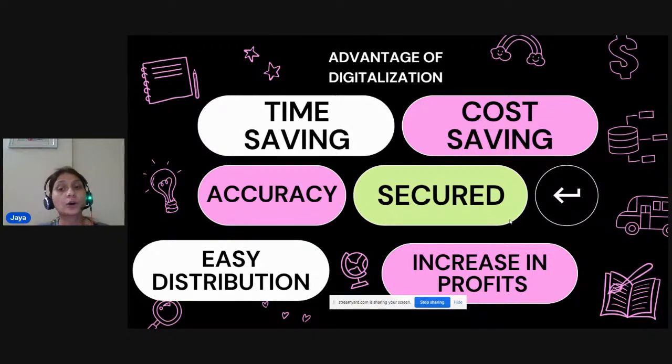Last is the increase in profits. If I retain the customers, the potential customers, you get more and more profit. You can have a good customer base, and your business can run really smoothly. So that's what we talk about when we are talking about a digital tool in a business module.